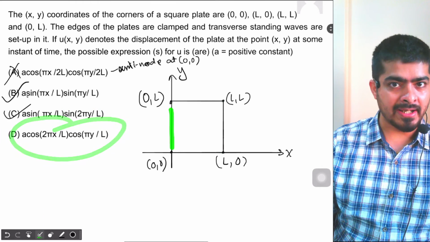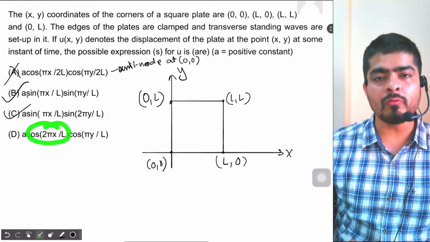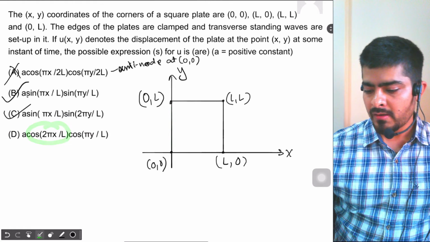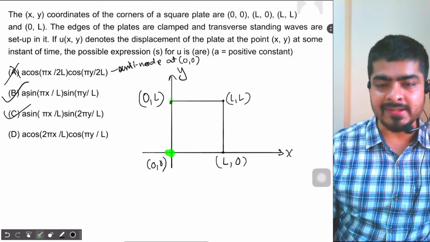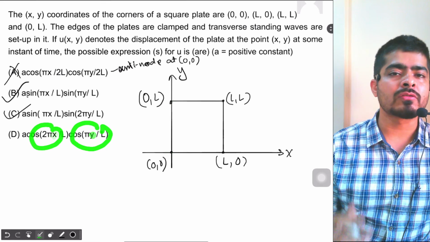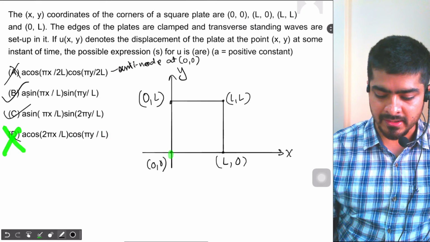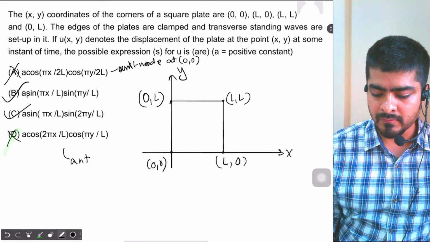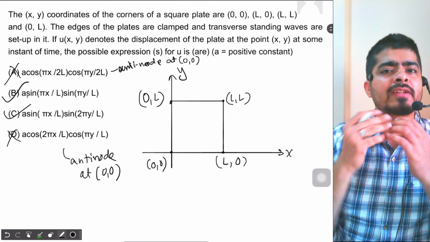Now check this option. For the left edge, when you put x equal to 0, you are getting cos 0 equal to 1. Take the origin over here. Again, if you take 0 comma 0, put 0 over here, 0 over here. So cos 0 is 1, cos 0 is 1. So basically you are not getting a node at this point. That means this option is again incorrect because you are getting antinode at 0 comma 0. So that's all we have to do over here.